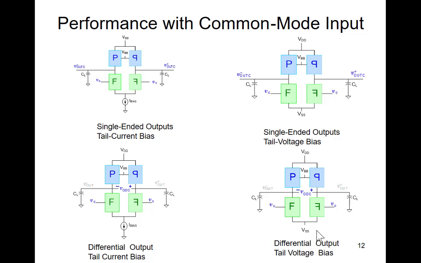Common mode gain. We'll look at single-ended outputs and a tail current bias. We'll look at differential outputs and a tail current bias. We'll look at single-ended outputs and a tail voltage bias. We'll look at differential outputs and a tail voltage bias. So there's 4 different common mode gains that we can get now from this basic amplifier structure.